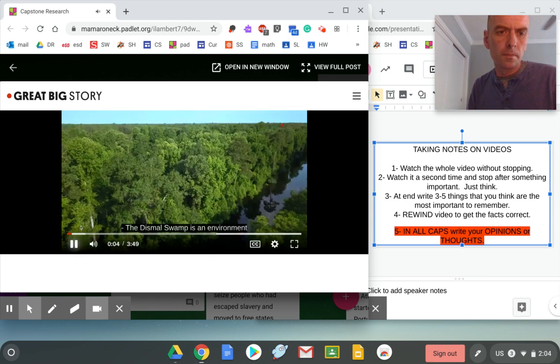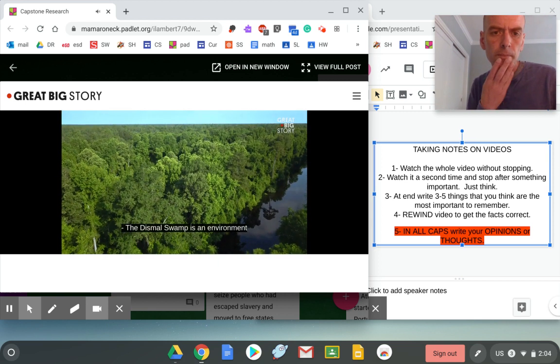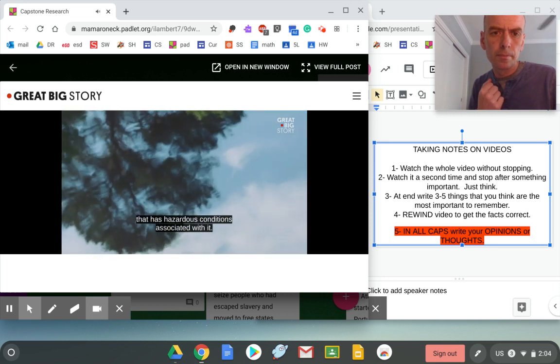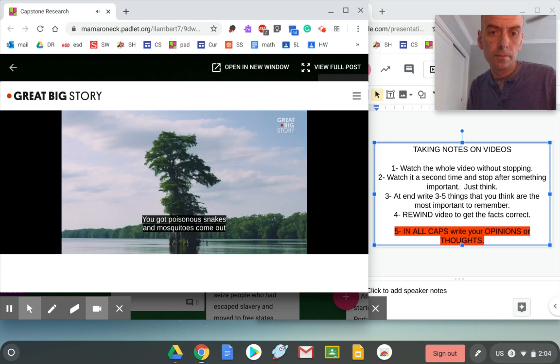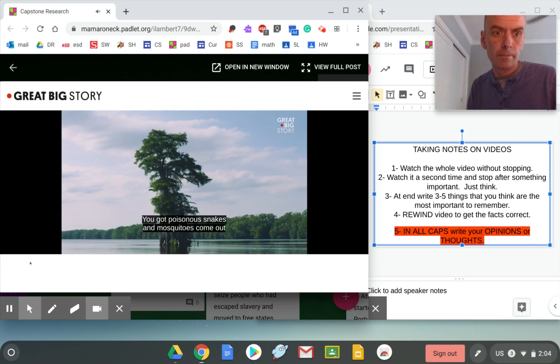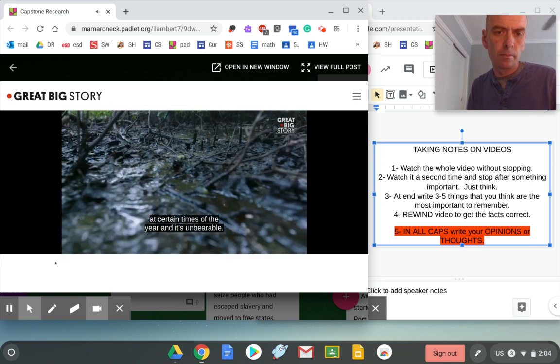The Dismal Swamp is an environment that has hazardous conditions associated with it. The heat, you got poisonous snakes and mosquitoes come out at certain times of the year and it's unbearable.